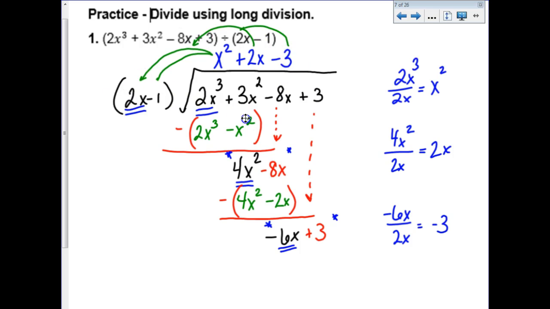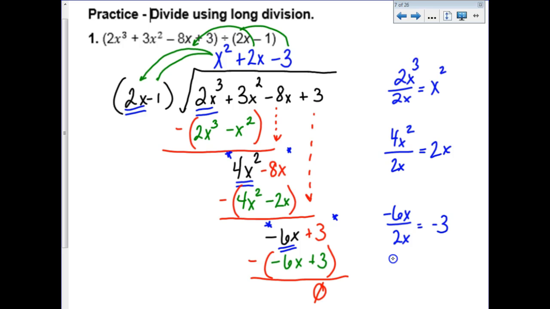All right, negative 3 times 2x minus 1 is negative 6x plus 3. And then final step here, we're going to see if we're far off at all. We're going to subtract these, making sure those lead terms cancel. They do. 3 minus 3 comes out to no remainder. That's okay. We'll learn what that means tomorrow.